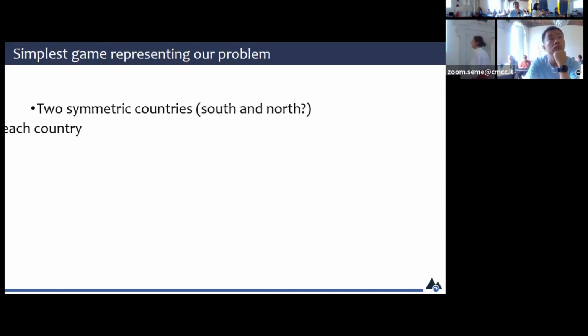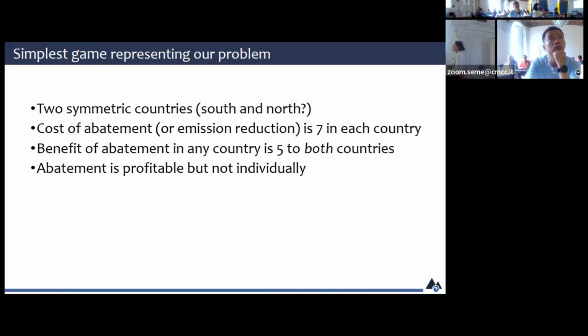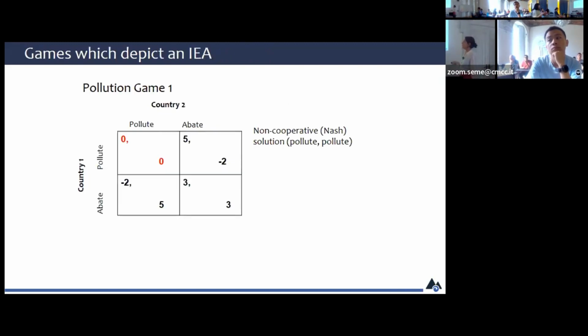Given that you're all coming from different backgrounds, the most simple game, which mimics the game we will do in a second, is a game where I have two countries. They're symmetric, identical. That's where we start from. We can call them south or north, but they are identical. They have some cost of abatement. They have some benefits from abatement.